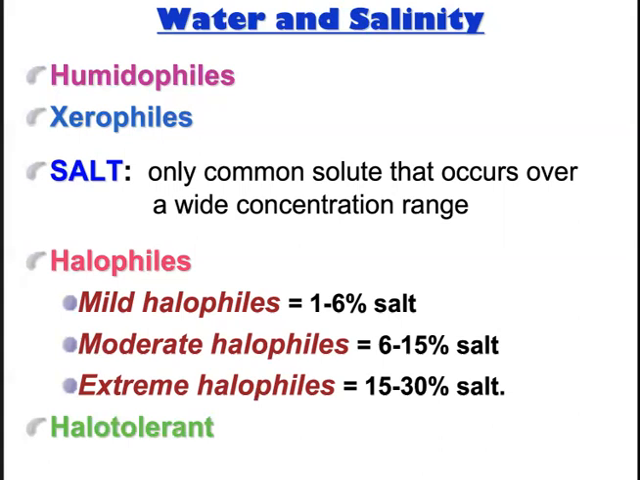So mild halophiles can grow at environments with 1 to 6% salt, moderate halophiles at 6 to 15% salt concentration, and extreme halophiles at 15 to 30% salt concentration. Those that tolerate salt but grow best at 0.9, kasi diba, the normal concentration of body solution is 0.85, or round it off, that's 1%. But there are those that grow best at that concentration but can still survive even if slightly higher in concentration. We call them halotolerant.